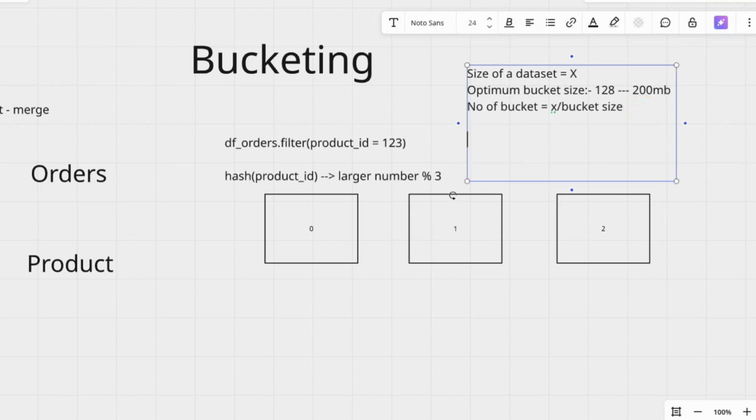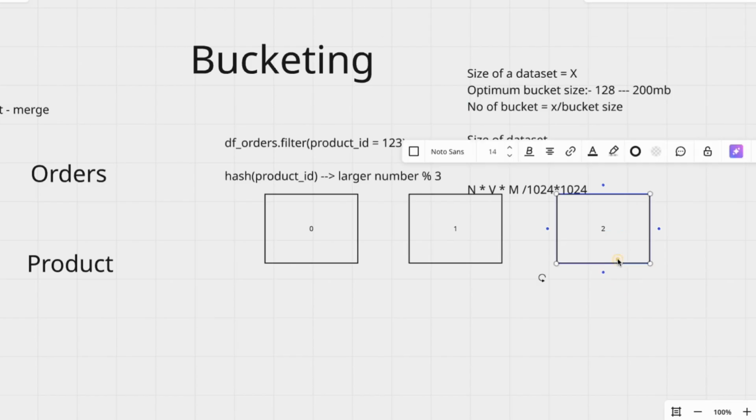Now, how to calculate the size of the data? That is very important. If you get the size of the data set, then you can decide on the number of buckets. For the size of the data in MB, you have a formula: N into V into M, and this is in bytes. You can divide it by 1024 to the power 2, or by 1024 twice, to get MB.